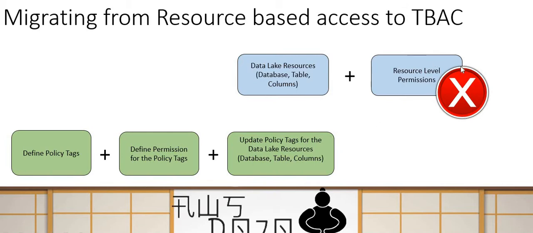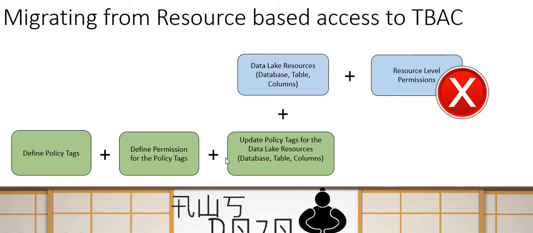So even if you remove this, your data access control is still enforced, because your tag level access control is already defined in parallel. So what it will do now, you can remove your resource level access control, and your access control to your resources is still enforced using policy tags.